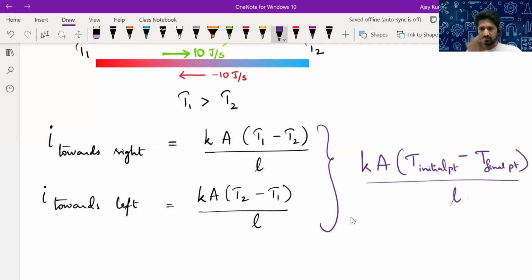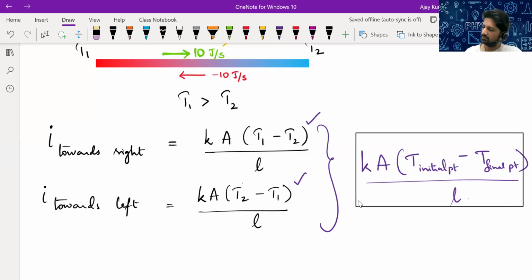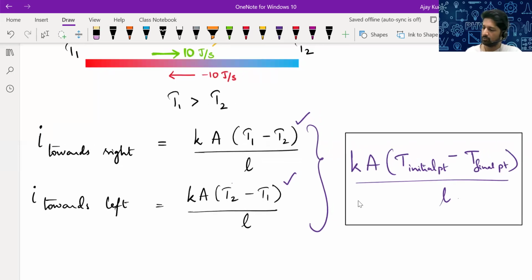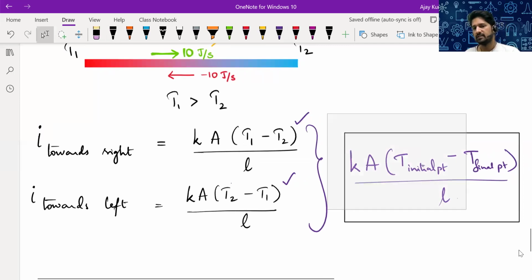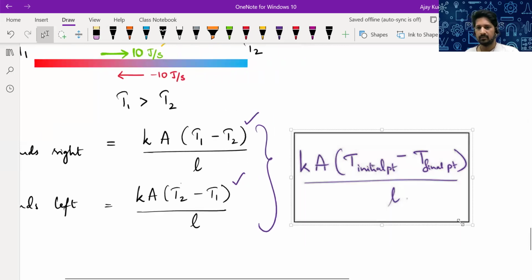Now observe both equations. If you want heat current towards right, initial temperature is T1, final temperature is T2. That is what we have written here. If you want heat current towards left, initial temperature is T2, final is T1, and that is what we have written here. So generally, for heat current in a particular direction, you write K A multiplied by initial point temperature minus final point temperature, divided by L. That way you will always get the correct result for heat current.